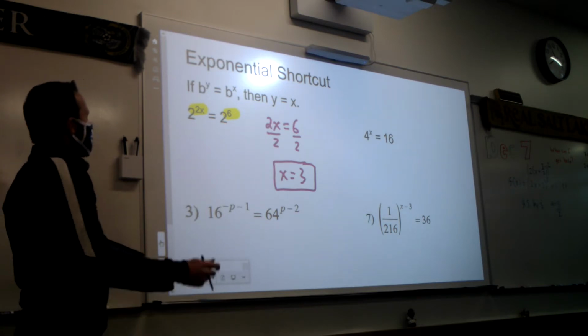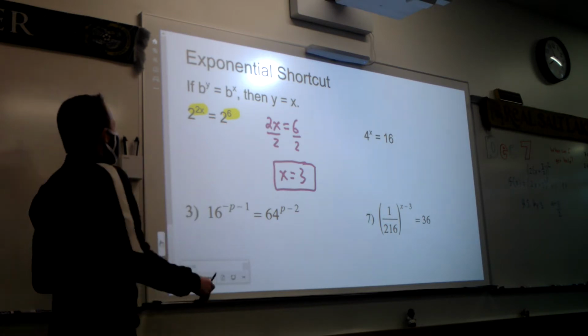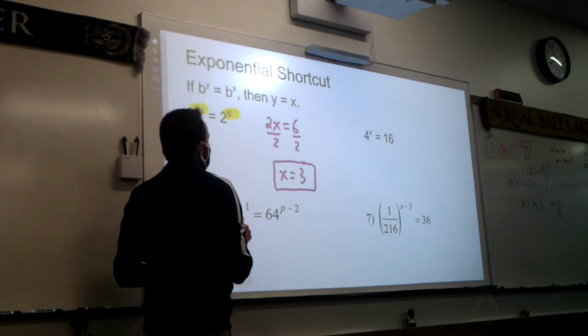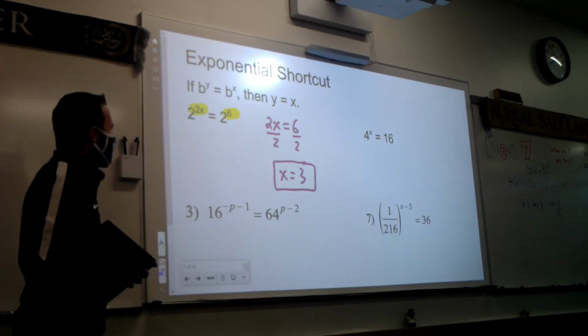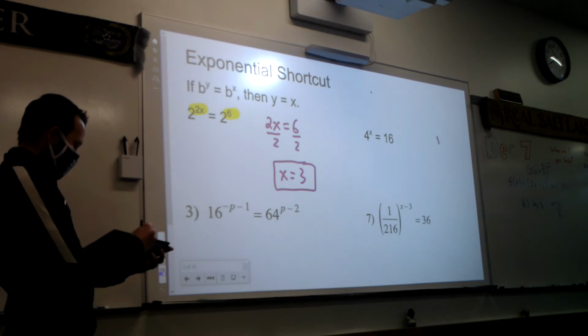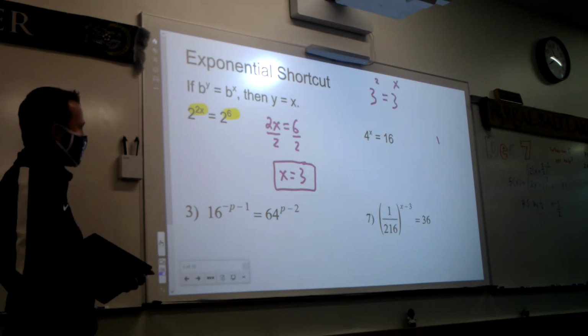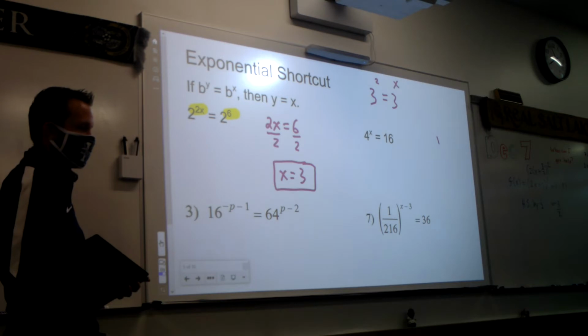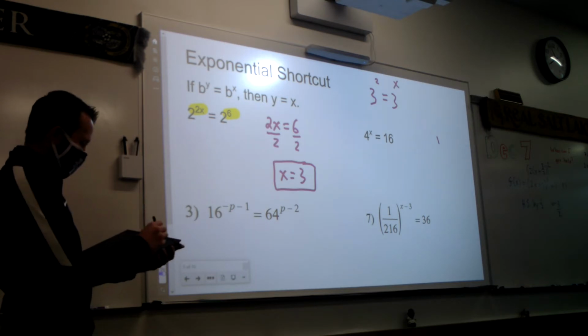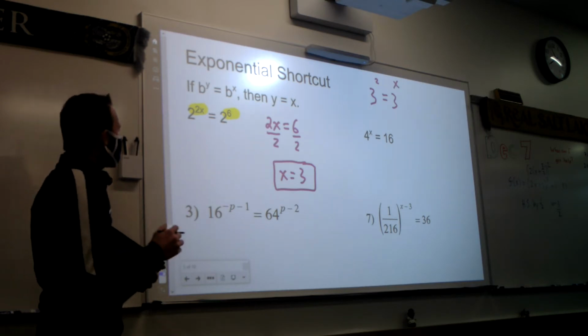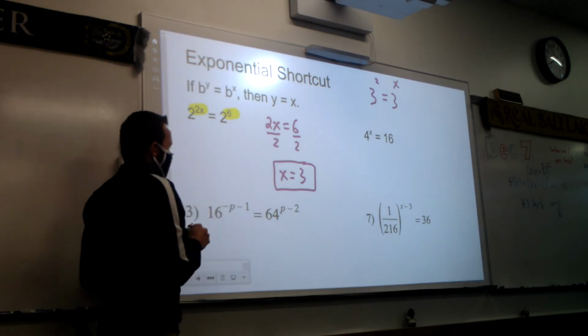So, let me back up again. Here's your formula. If b to the y equals b to the x, then y equals x. So this should make sense. If I have 3 to the third, no, let's do a different number. 3 squared is equal to 3 to the x. What does that mean x is going to be equal to? Just 2, right? Alright, that's in its simplest way. This is like the easiest problem you can ask for.